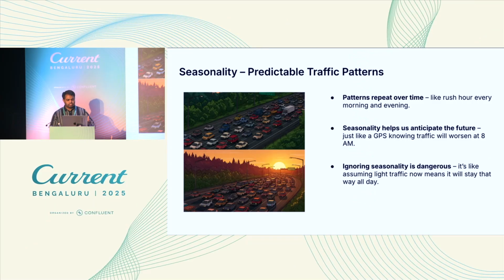Your GPS knows that rush hour happens every day at the same time, so it adjusts its prediction. It won't just tell you the travel time based on the road conditions now, but it will factor in the expected traffic later on. Again, forecasting works the same way. If we ignore the seasonality in our data, we might assume that because traffic is light right now, it will stay light all day, and that'd be a huge mistake. Instead, we'd recognize that some patterns are predictable and repeat over time, and adjusting for them makes our forecast far more accurate.